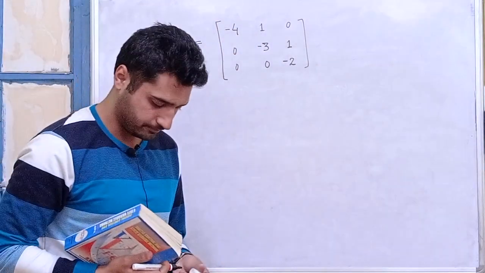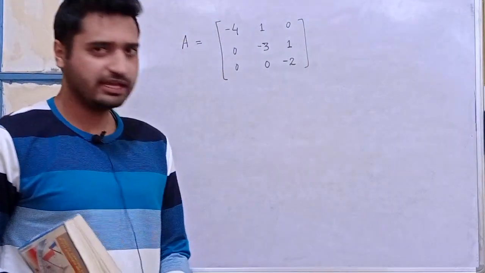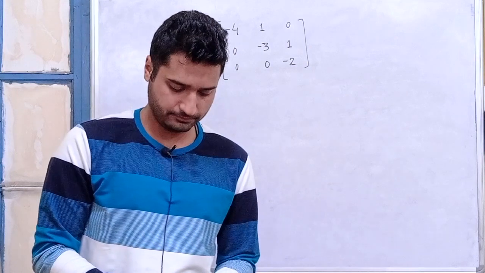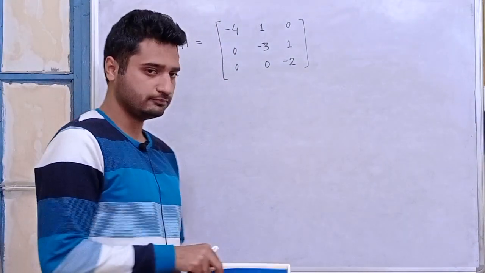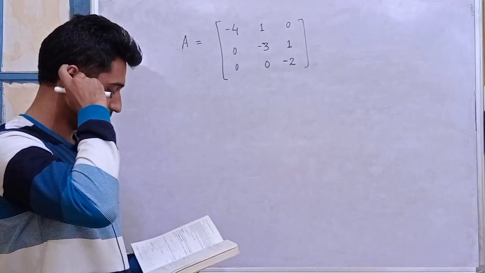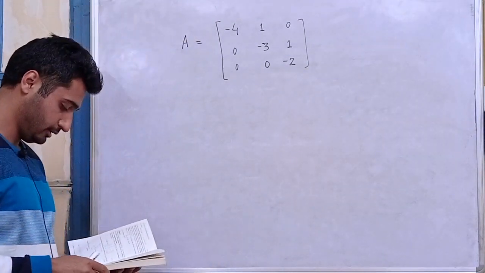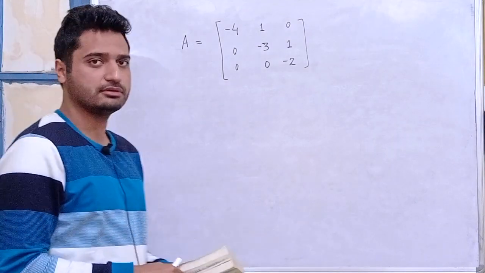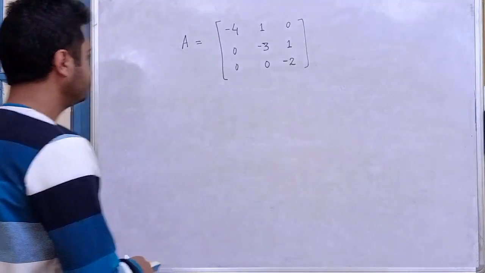So this is a matrix, 3 cross 3 matrix. You have to evaluate the eigenvalues and the eigenvectors. Simple, okay? So we'll first see the general case of evaluating the eigenvalues and the eigenvectors.